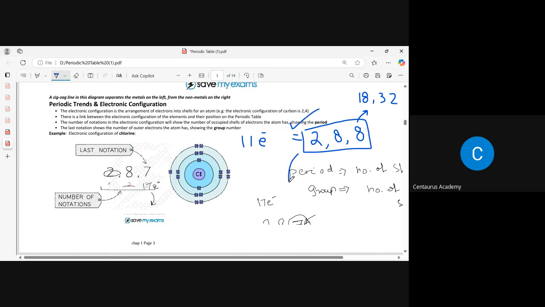So, for example, if you have 11 electrons, the electronic configuration is going to look like 2, 8, and then 1. 2 plus 8 is 10. 10 plus 1 is going to be 11. So this last number basically tells you the group number of the periodic table. This means that this particular element with atomic number 11 is present in group 1 of the periodic table. And there are a total of 3 electron shells, 1, 2, and 3. So the period number is going to be 3. Are we clear?